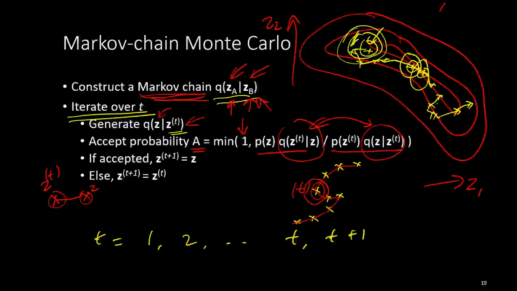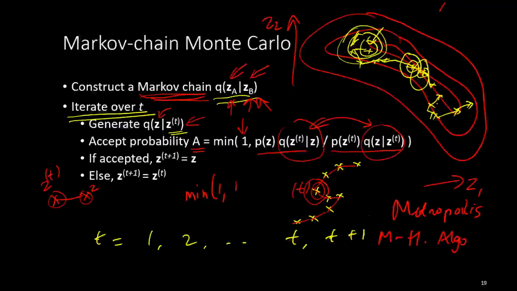If we don't use those terms, it is called the Metropolis algorithm, and if we use a non-symmetric Markov chain, then it is the Metropolis-Hastings algorithm. In the Metropolis algorithm, we will just have min of 1 comma P of Z divided by P of ZT. So you are more likely to go to places where the probability is higher. That's all it means.